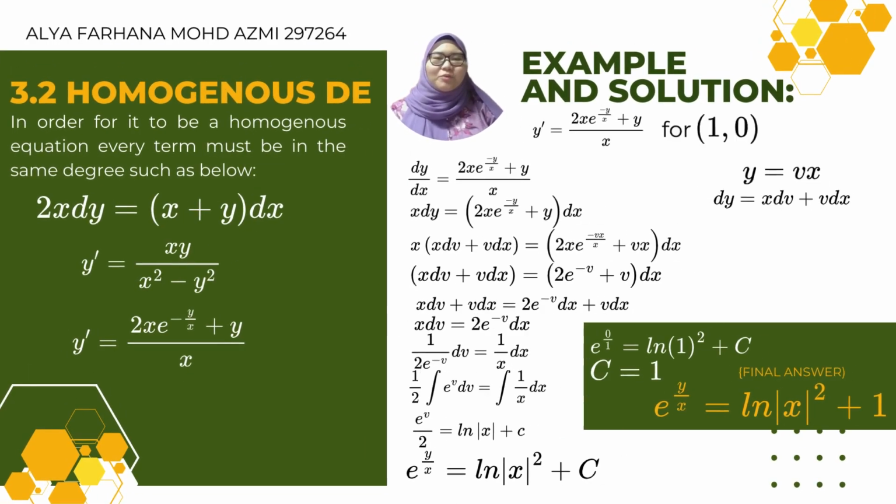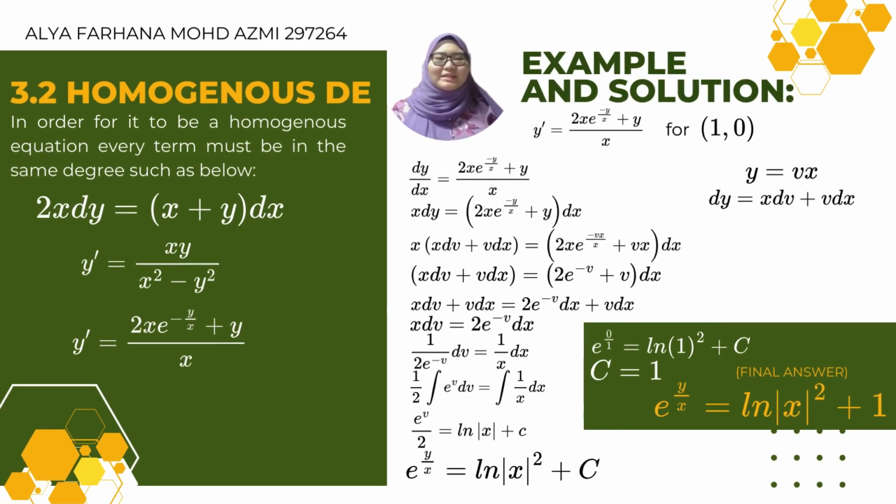Next on the list is the homogeneous equation. In order for it to be a homogeneous equation, every term must be of the same degree. The example shown, the first one, is 2x dy equals (x plus y) dx.